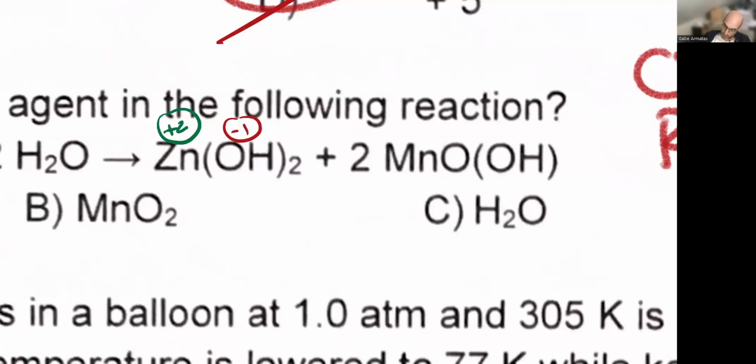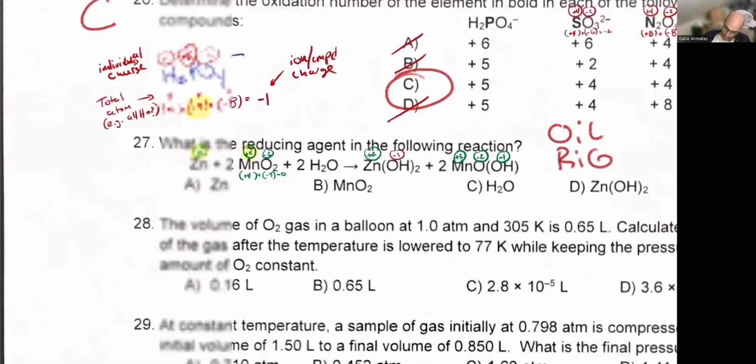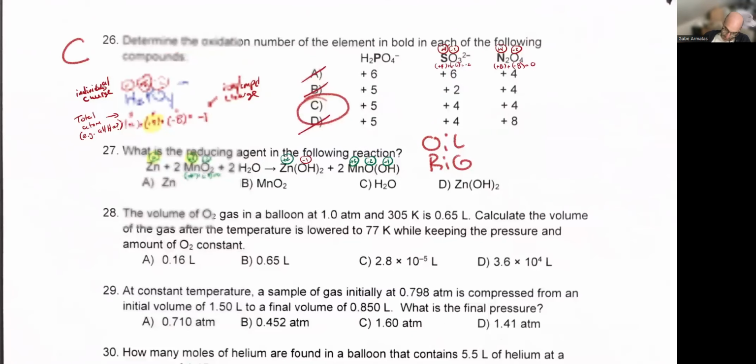Zinc is a +2 charge. I know that hydroxide is -1. I know that oxygen is -2. This makes the manganese in this case +3. Okay, so in this case, oxidation is loss, reduction is gain.